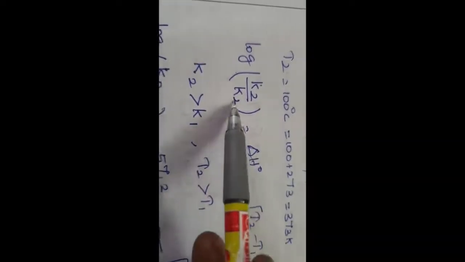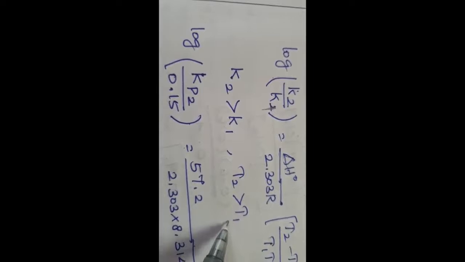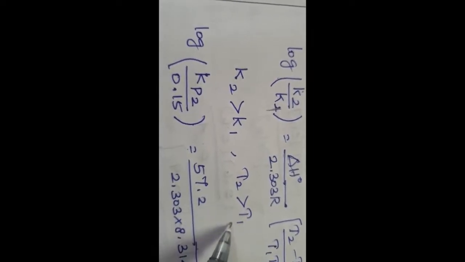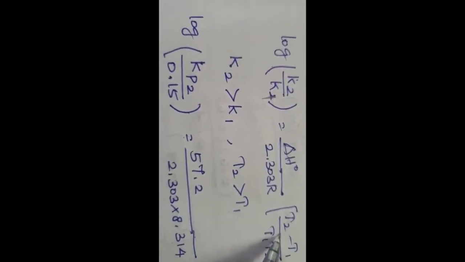Kp1 is given. You have to calculate Kp2 at 100 degrees. So this is the Van 't Hoff equation: log of K2 divided by K1 is equal to delta H0 divided by 2.303 R into (T2 minus T1) divided by T1 T2. Here K2 is greater than K1 and T2 is also greater than T1. T2 is always greater than T1, otherwise we get a negative value.